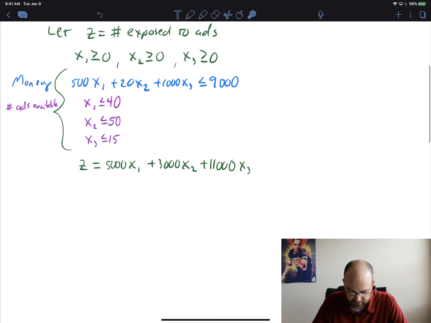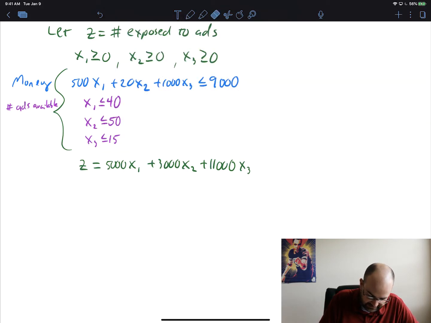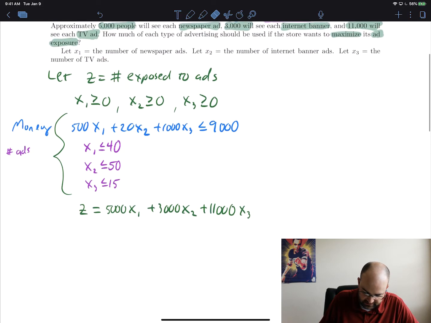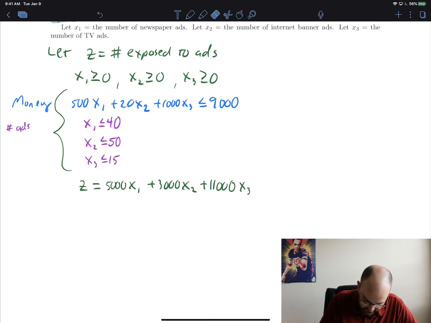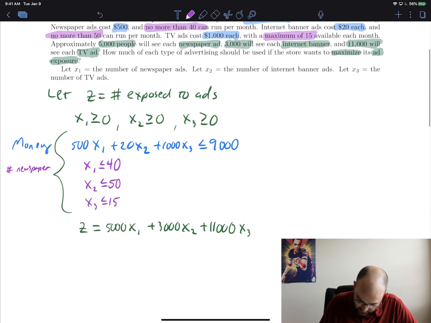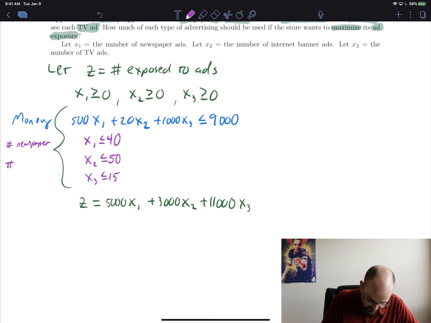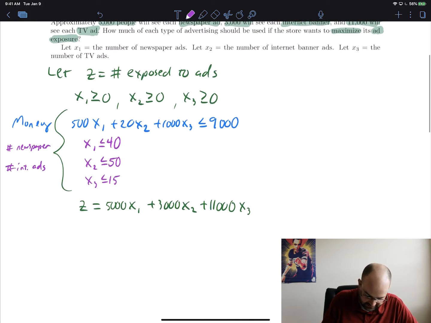Notice that we have actually 4 different slack variables that we need to account for. So when we're doing this, I probably shouldn't have said that this was the number of ads available. So I'm going to say x1 is the number of newspaper ads. The second one was the number of internet ads. And the last one is the number of TV ads.